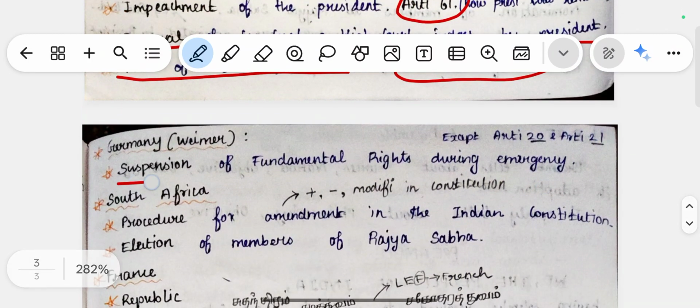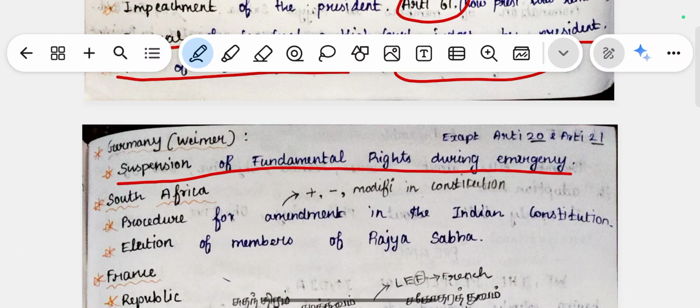So the suspension of fundamental rights during an emergency. For example, you have fundamental rights, but these fundamental rights should not be applicable for a particular period of time in an emergency. This concept was taken from Germany.